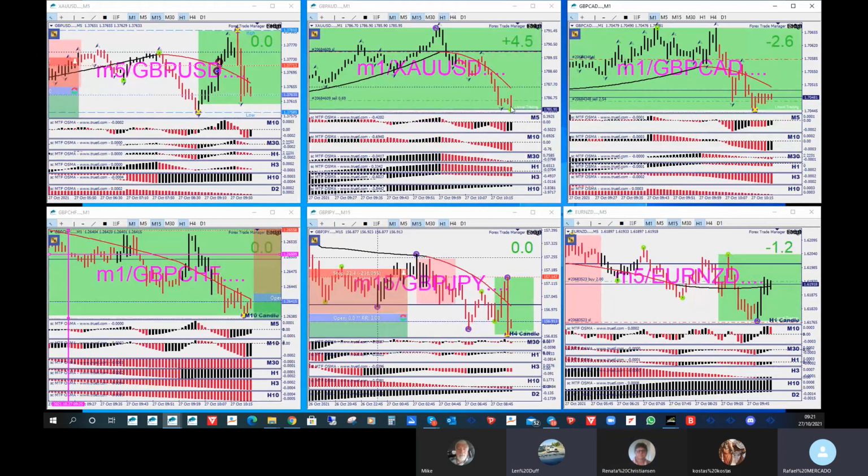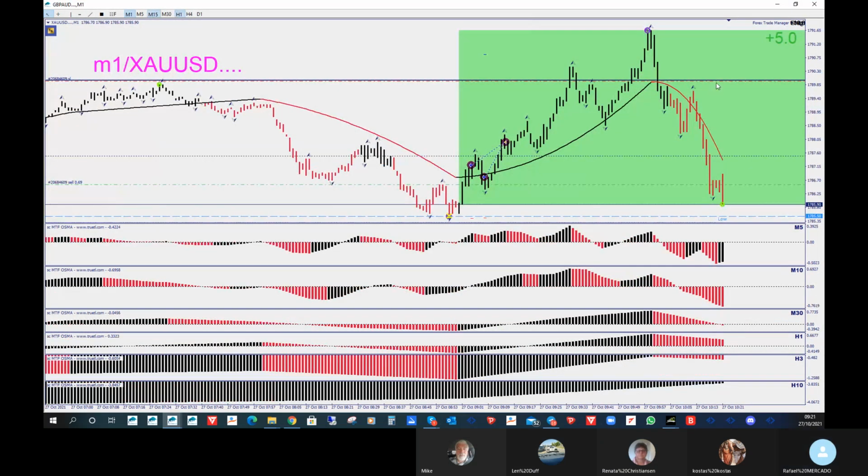I'm in gold. I'm in that position, so I'm going to move my stop because I have a 3 ball, or a retracement ball. So to move it.